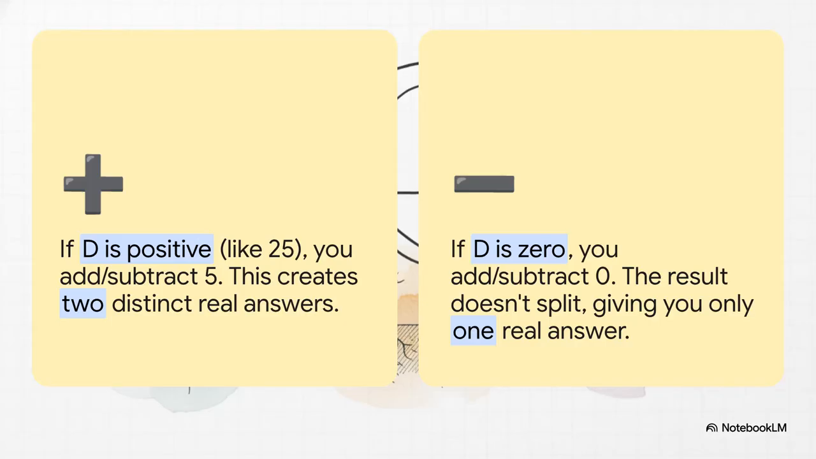Just think it through. If d is a positive number, like 25, you're going to take its square root, which is 5. So you'll be adding 5, and you'll be subtracting 5. Those are 2 totally different operations that give you 2 totally different results. Boom, 2 real solutions. But what if d is 0? The square root of 0 is just 0. Adding 0 and subtracting 0, it's the exact same thing. The path doesn't split. You only get one answer.